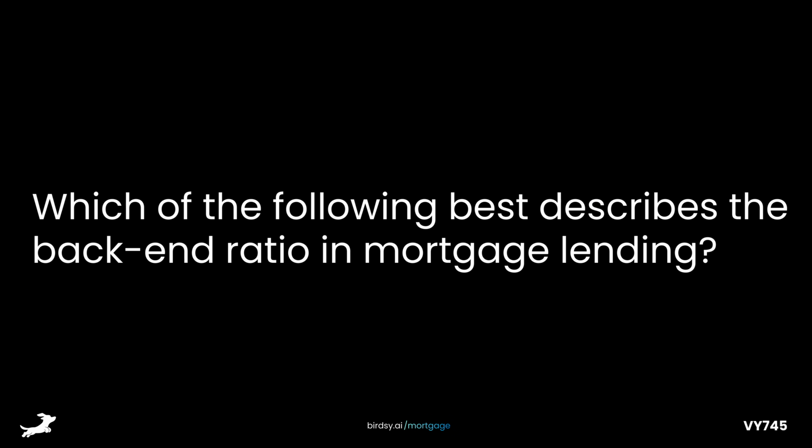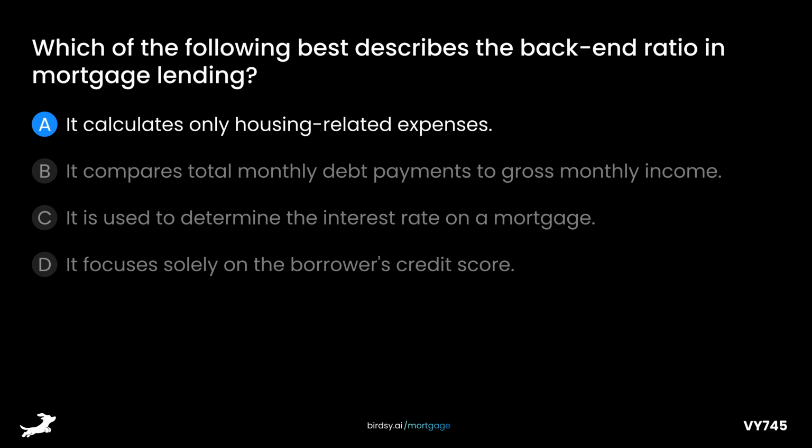Which of the following best describes the back-end ratio in mortgage lending? Is it A, it calculates only housing-related expenses, B, it compares total monthly debt payments to gross monthly income, C, it is used to determine the interest rate on a mortgage, or D, it focuses solely on the borrower's credit score?